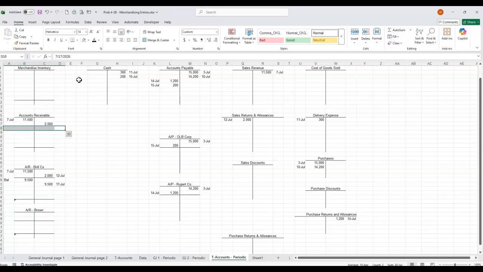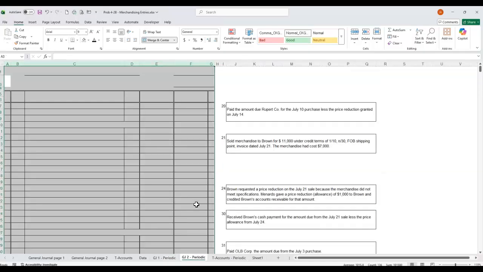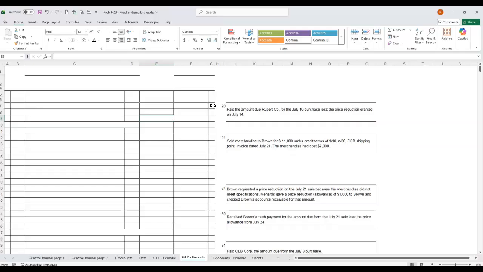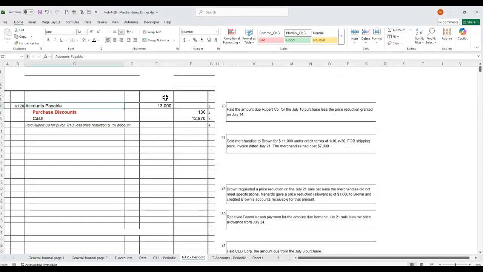Let's mirror that in the general ledger. I'm going to receive the cash, debit of $9,310, and sales discount of $190. Debit $190, debit $9,310, credit $9,500. All right, we're through with the first page. Sorry to jump around on you. The second page is next.